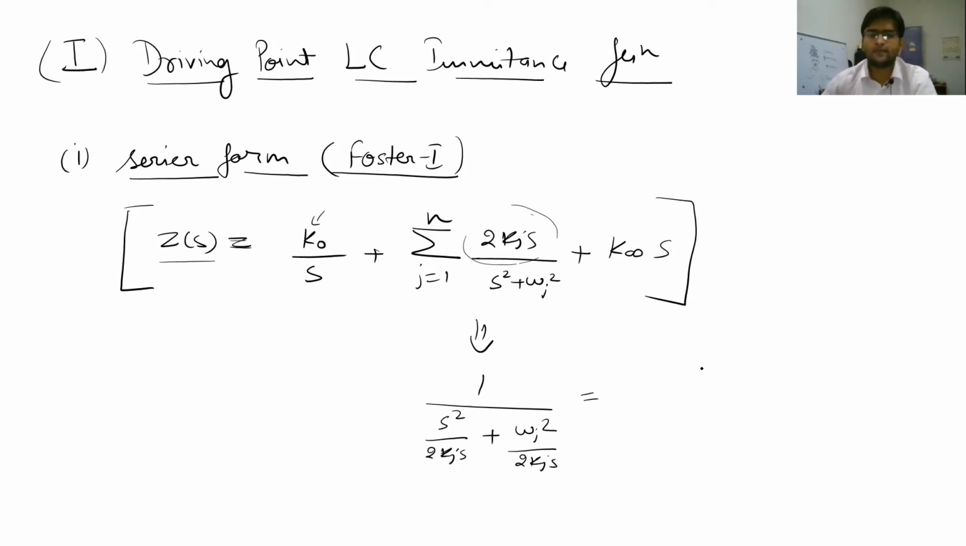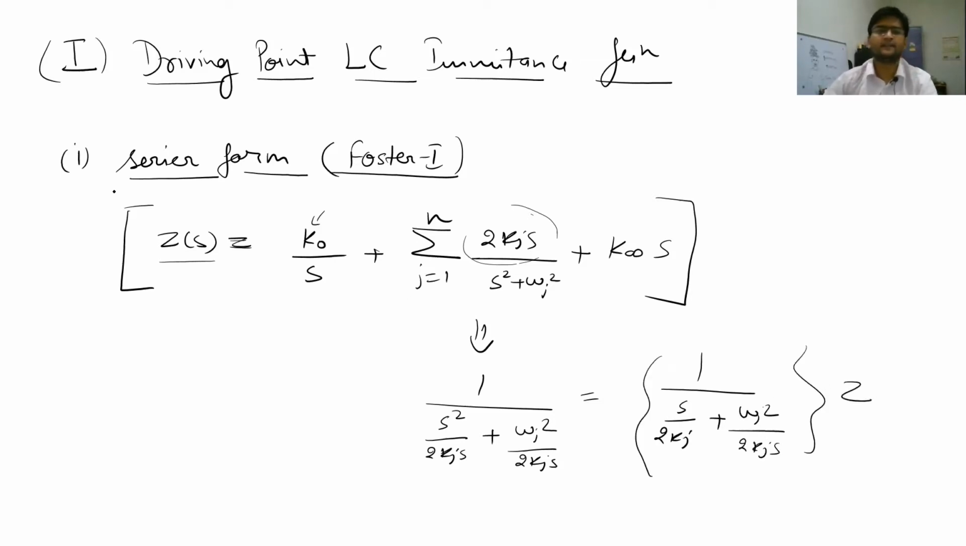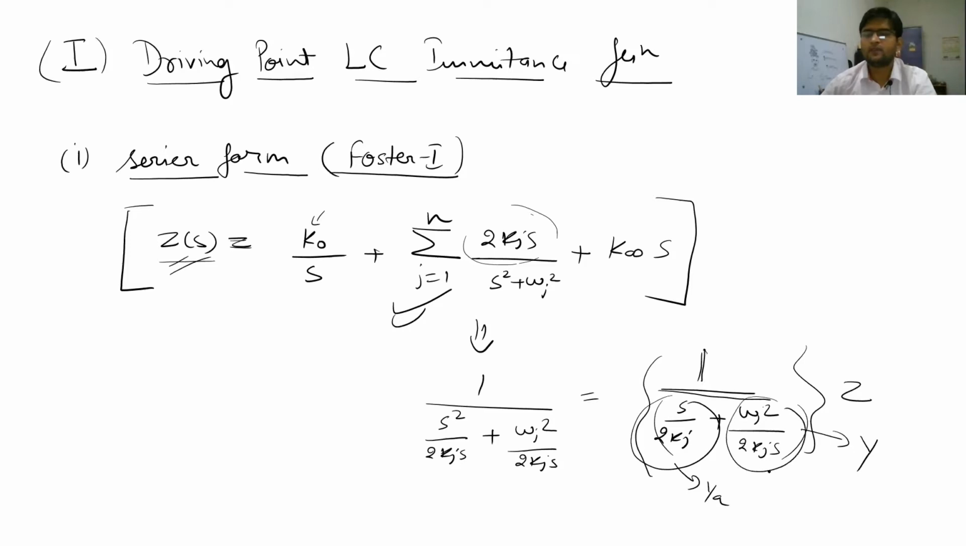So we will get it as 1 upon S upon 2kj plus omega j square upon 2kJs. Now, since this whole thing is impedance, this thing is actually representing an impedance. So whatever is in the denominator of impedance, what does it represent? It represents admittance, right, in the denominator. So this you can call YA, and this you can call YB.